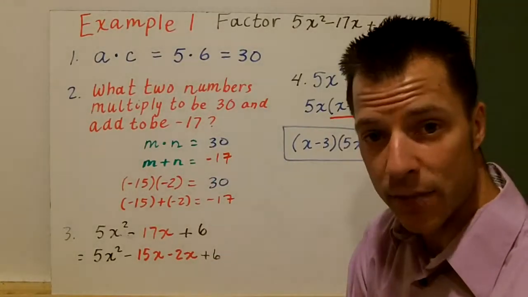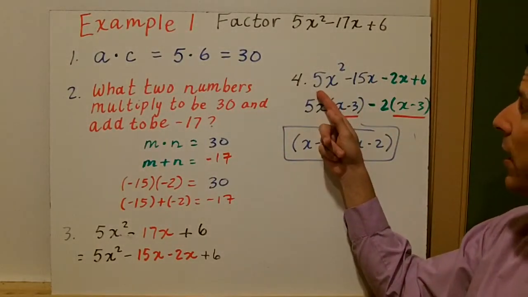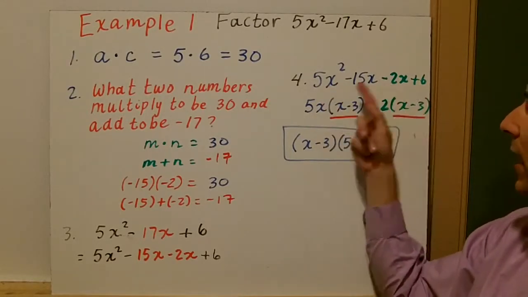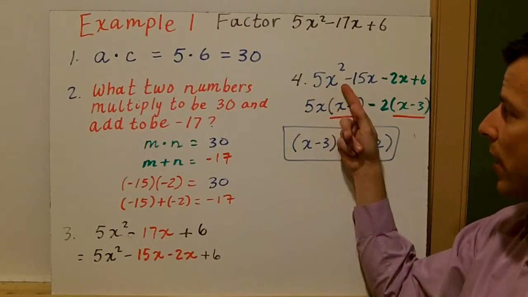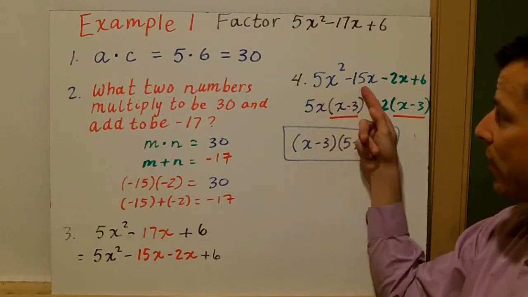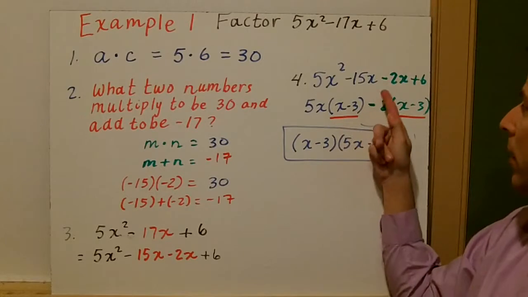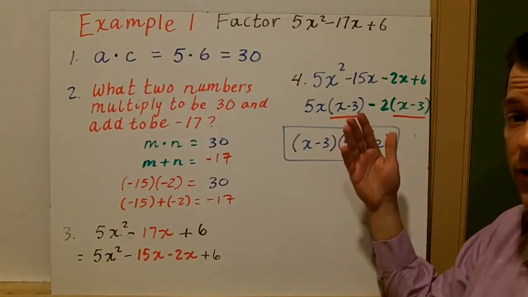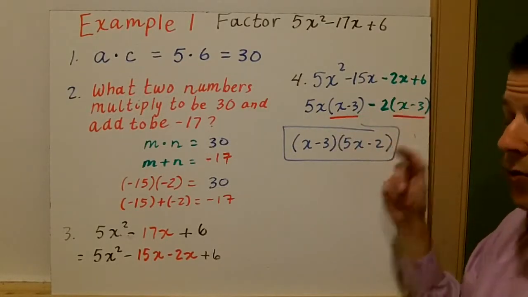Step 4 says factor by grouping. So in step 4, notice how I put the 15x term with the 5x squared, and the 2x and 6 together, because we have common terms. So what's common between 5x squared and minus 15x? 5x. So I factor out the 5x here. What's remaining is x minus 3. For minus 2x plus 6, a number that's common between 2 and 6 is 2. So I factor out a 2, and I'm left with x minus 3.